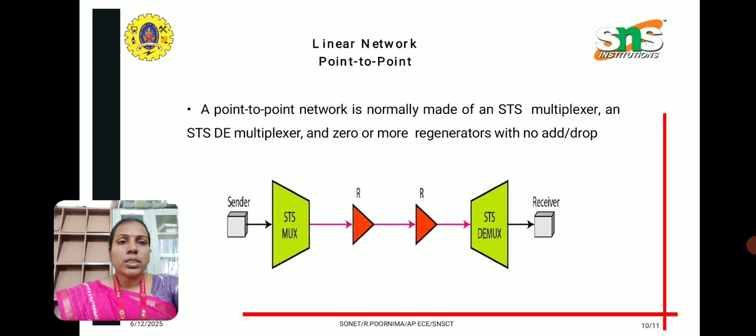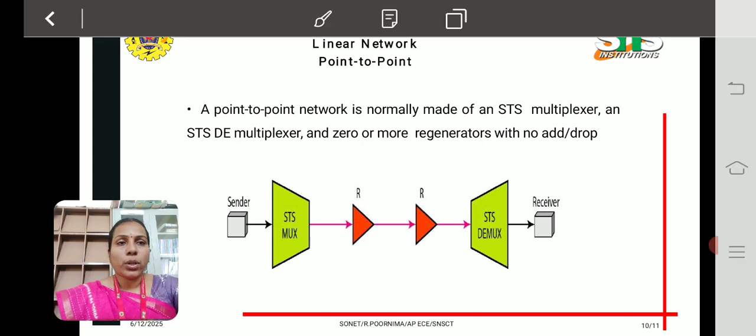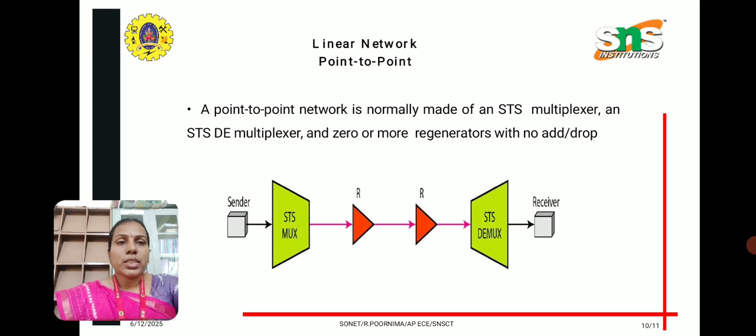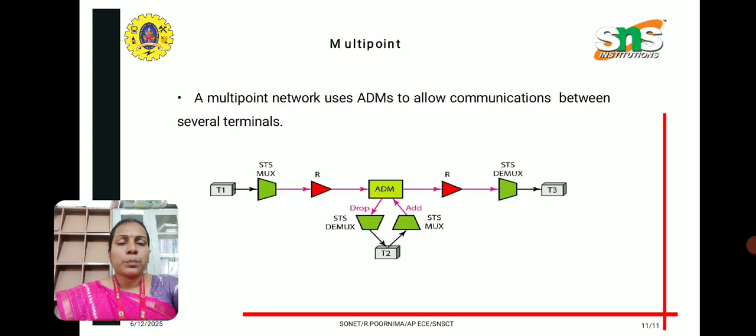And it consists of two different networks, like the linear network, which may be point to point or multi-point. For example, here is the point-to-point network, which does not include any add-drop multiplexer. It connects the STS multiplexer and STS demultiplexer and some regenerators. So it is a direct connection between sender and receiver. So it is the point-to-point network.